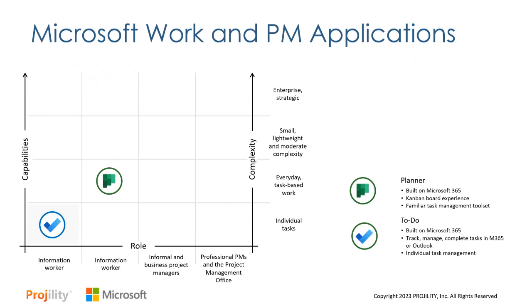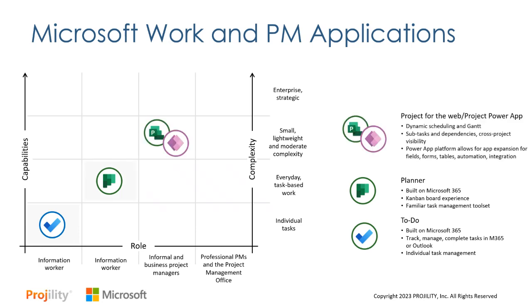So Planner has millions and millions of users out there, and it's a really important technology because Microsoft has lots of data about how people use Planner today, and they use that to influence the products up the scale from a project management perspective. Then they have Project for the Web, which is Microsoft's small, lightweight, or modern project management tool set, which has dynamic scheduling and Gantt charts.